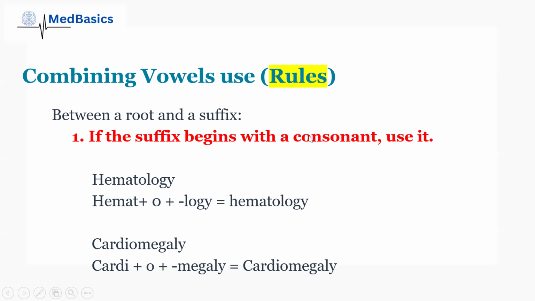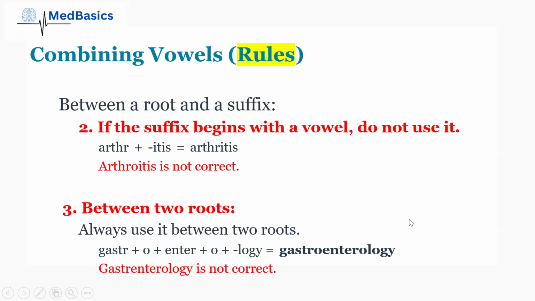Fine. If it is a consonant, but the first alphabet of your suffix, this you have to check. This is the first rule. What if there is no consonant and there is a vowel in the first alphabet of the suffix? In that case, you don't have to use a combining vowel. This is the second rule. Here you can see the example.